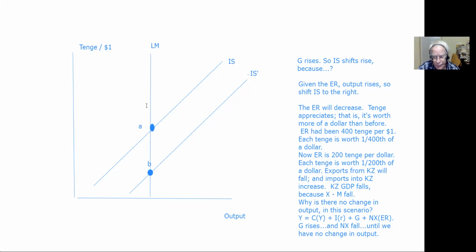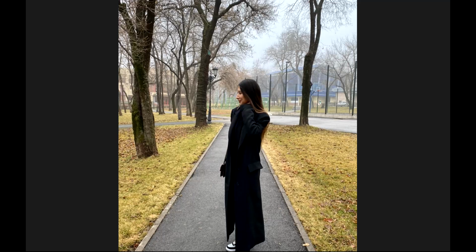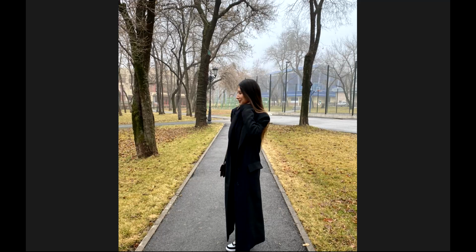Okay, so are you comfortable with the Mundell model? It sounds like you're following the analysis pretty well. Excuse me? Are you comfortable with the Mundell model? Yes, the IS-LM analysis. Okay, good.